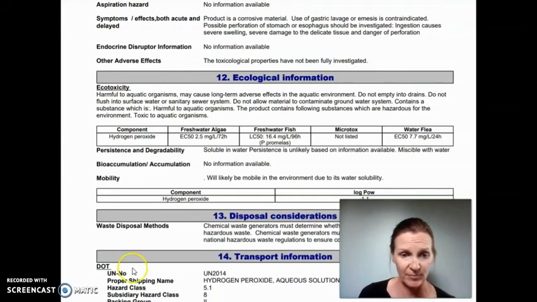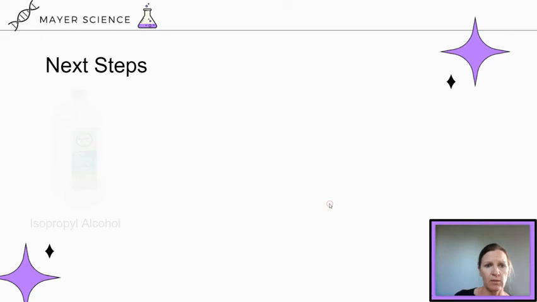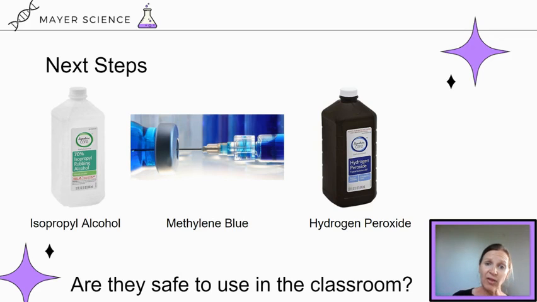Now that we've had a chance to briefly look over a safety data sheet, your next steps are going to be to get those safety data sheets in your hand, and we're going to go ahead and evaluate the safety or toxicity levels of 3 different substances that we use commonly in our classroom: isopropyl alcohol, methylene blue, which is a blue liquid dye that we can use to dye things so we can see them better, and finally hydrogen peroxide. And again, by looking at the safety data sheets for these 3 substances, we are going to decide, are they actually safe for us to use in the classroom?